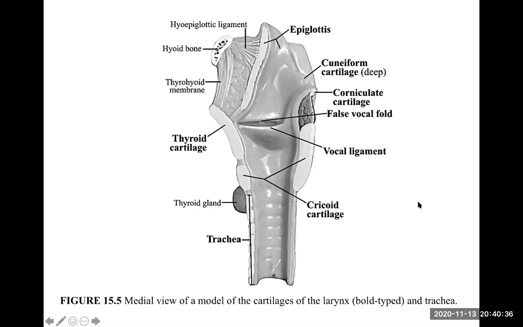Here's maybe a better, cleaner look at the medial view of a model of the cartilages of the larynx. Here's the cricoid cartilage, the thyroid cartilage, the corniculate cartilage, the cuneiform cartilage, the epiglottis is shown there. And again, the epiglottis will close over the opening of the larynx when you swallow food.